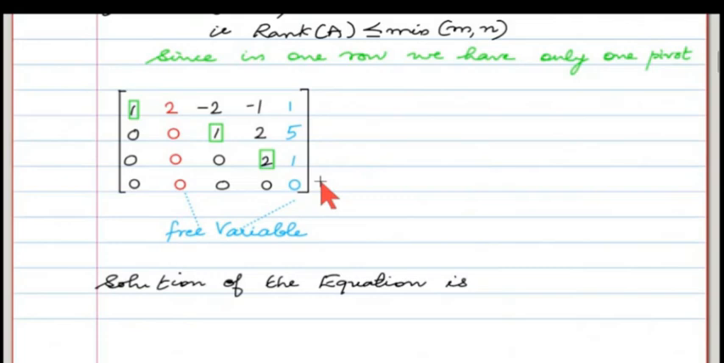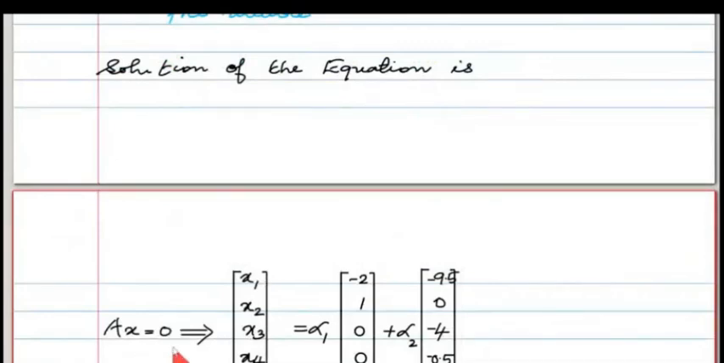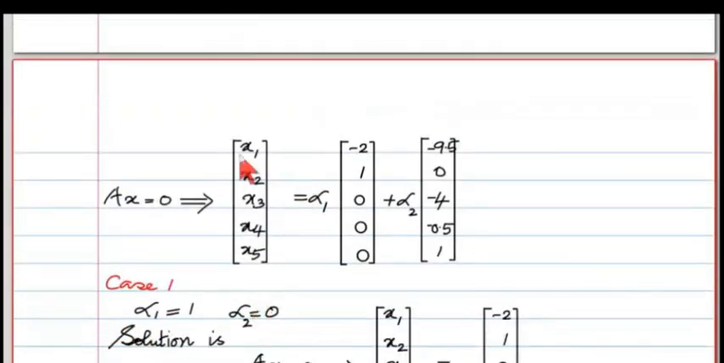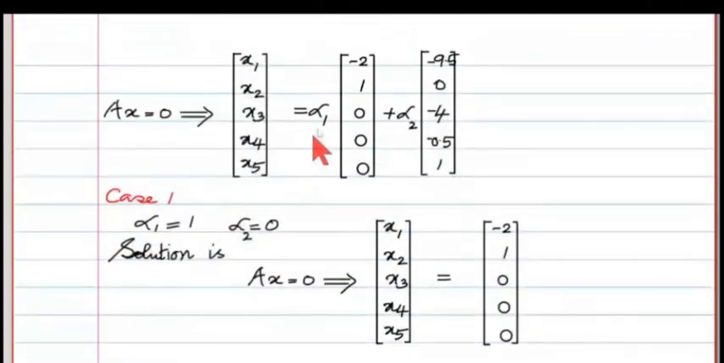So how will you find the solution of this equation? The solution of the equation Ax equal to 0 is x1, x2, x3, x4, x5 equal to alpha 1 times minus 2, 1, 0, 0, 0 plus alpha 2 times minus 9.5, 0, minus 4, minus 0.5, 1. Case 1: we are going to select alpha 1 equal to 1 and alpha 2 equal to 0. So the solution becomes, with alpha 1 being 1, this term will become 0. So x1, x2, x3, x4, x5 equal to minus 2, 1, 0, 0, 0.